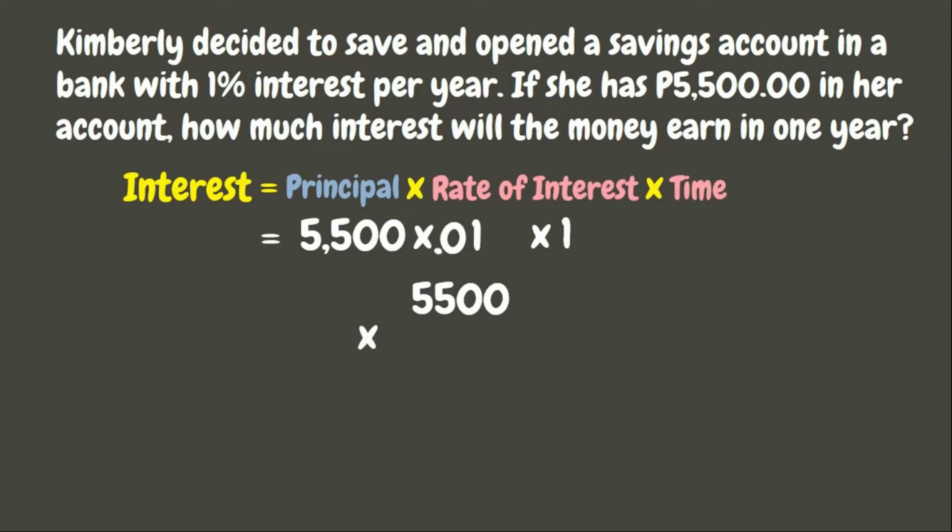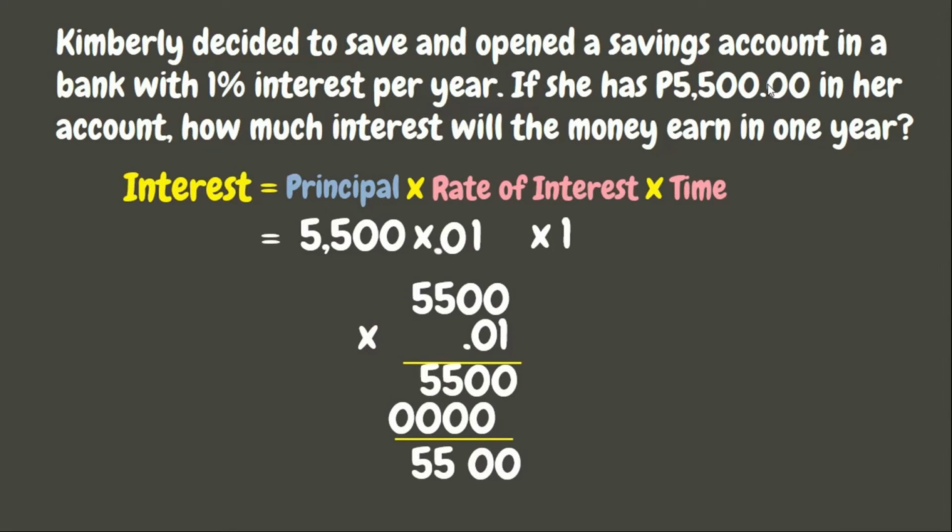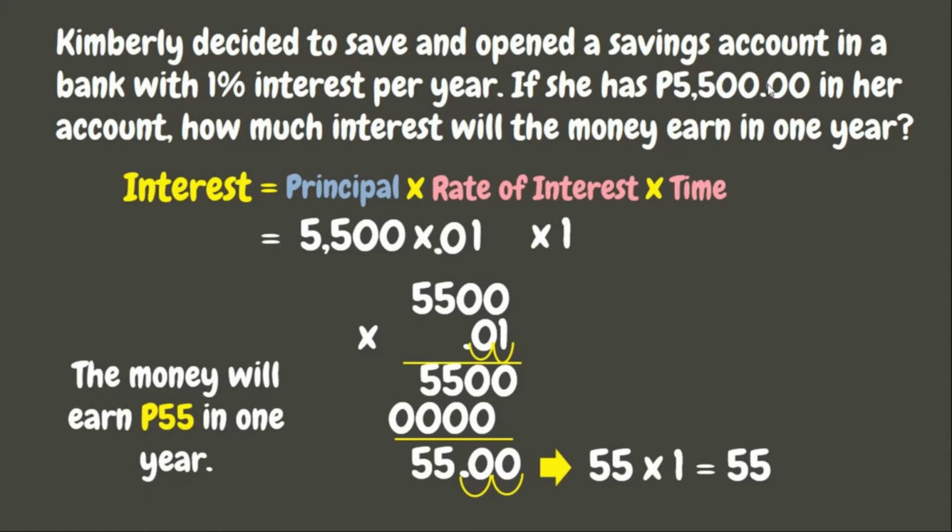5,500 times 0.01. Since we have 2 decimal places here, we have to move the decimal point in the product 2 times to the left. So that's 55 times 1 year is equal to 55. And that means the money will earn 55 pesos in 1 year.